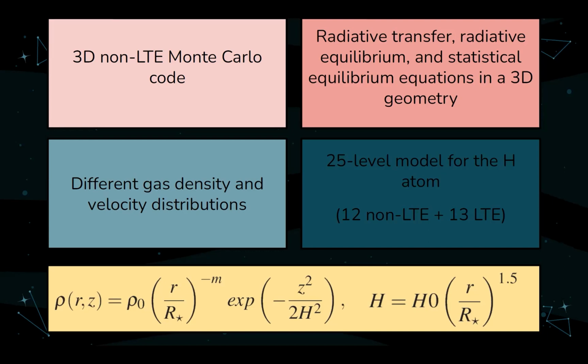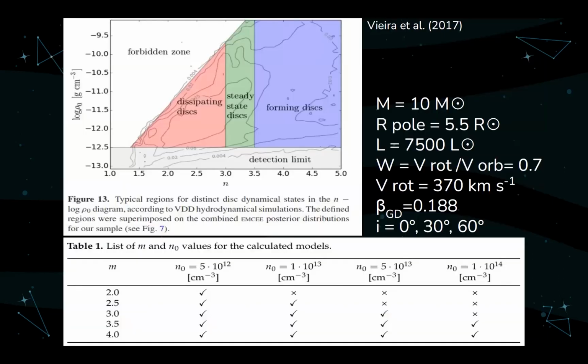And this H follows this relation, that is for disks that are vertically isothermal. So we needed to start with something. So we choose some central parameters, some parameters from the central source, the central star.